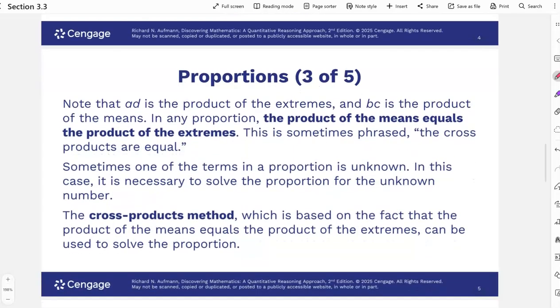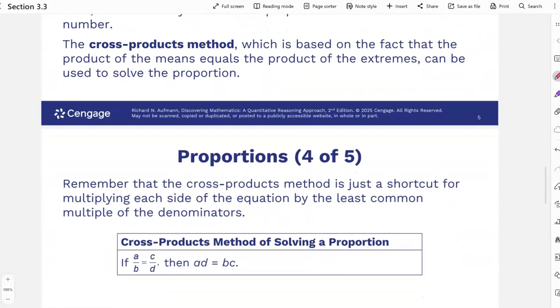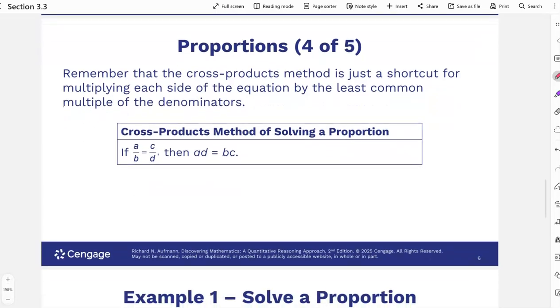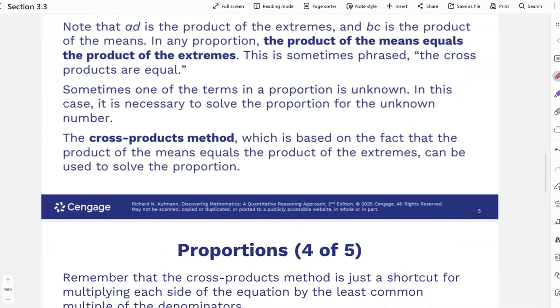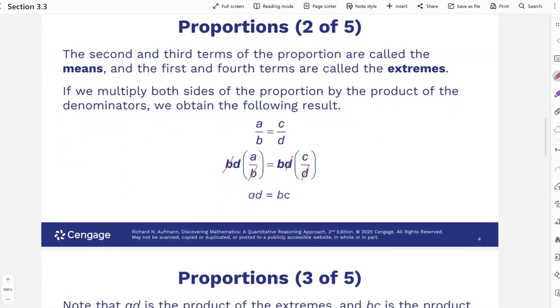I like to think about solving proportions using the cross product method. The cross product method says if A over B equals C over D, then I can multiply these together to get AD. And I can multiply these together, and those have to be the same thing. AD has to equal BC. So that's the cross product method. That only works when you have a fraction equal to a fraction, but it's a great way to solve proportions and proportion problems. And you see we get the same thing here as we did up here when we found that least common denominator.